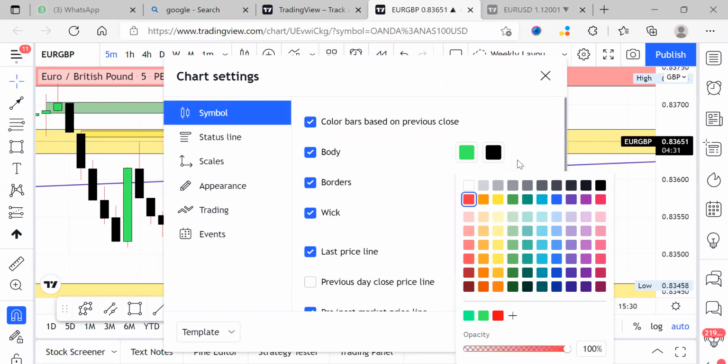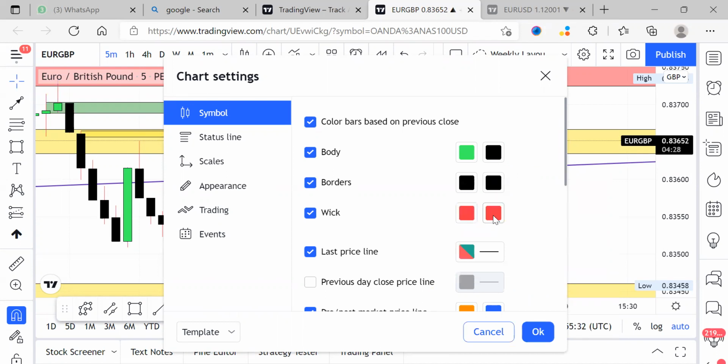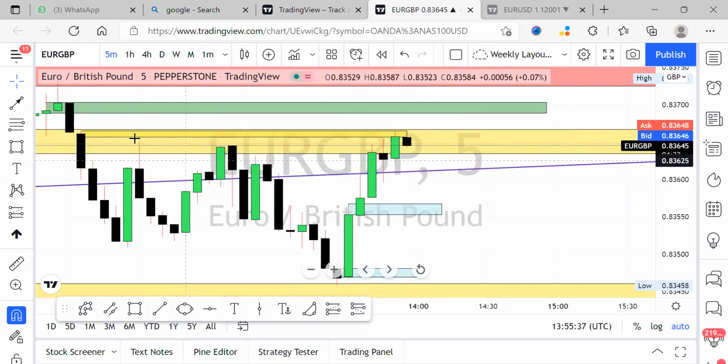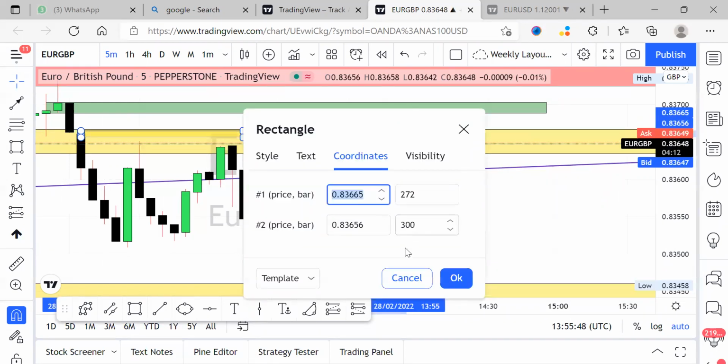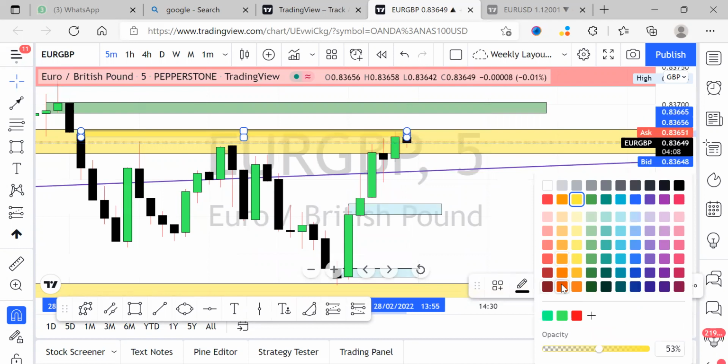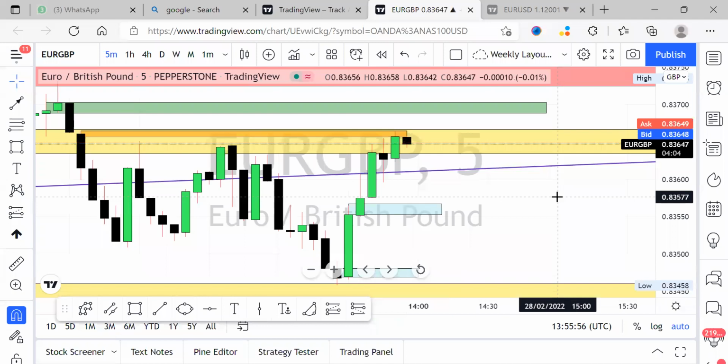So if you look at these wicks, the wick here, the red wick, there's a wick there. That's a hidden supply zone. A hidden supply zone is telling you that the price rejected from that.